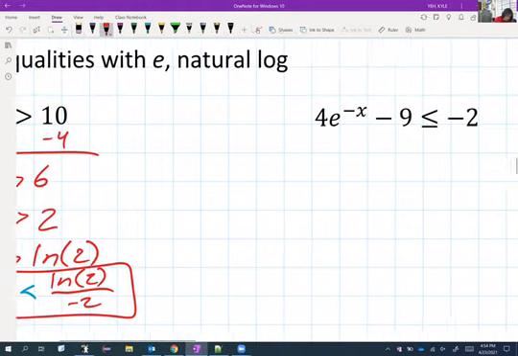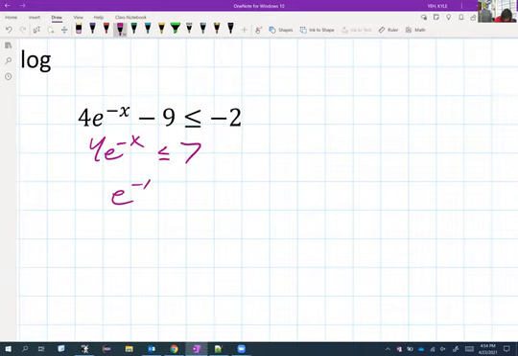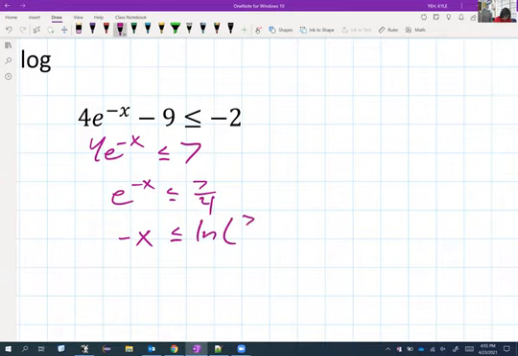What about on this one? Again, we have a less than or equal to start. So I'm going to say 4e to the negative x is less than or equal to 7, adding 9 to both sides. e to the negative x less than or equal to 7/4. I know I need to take a natural log to counteract the e, so I'll do that on both sides. Natural log of 7/4. x, negative natural log of 7/4.